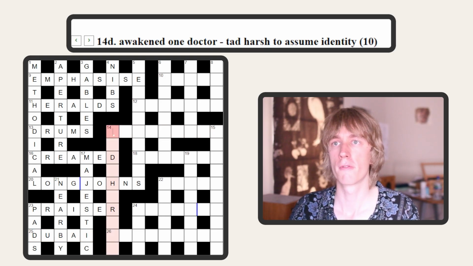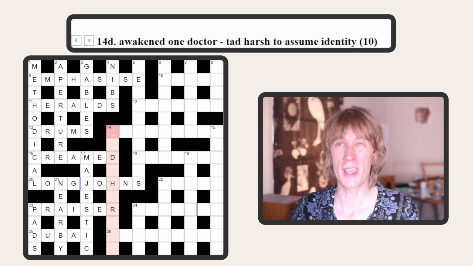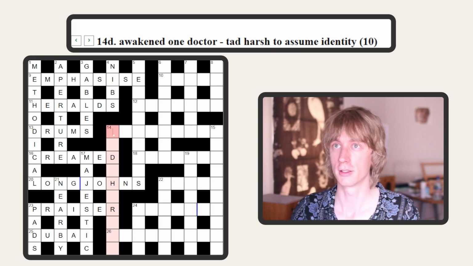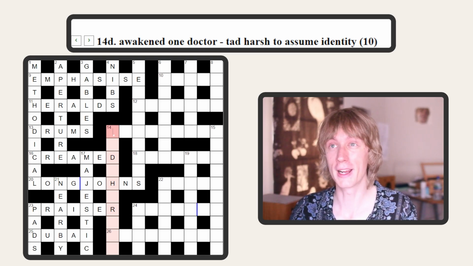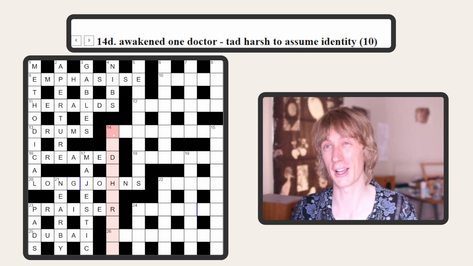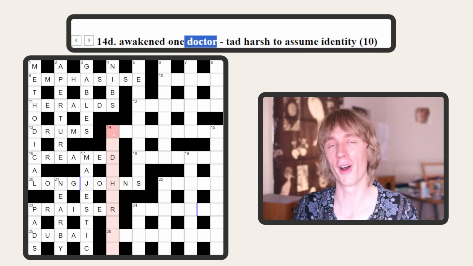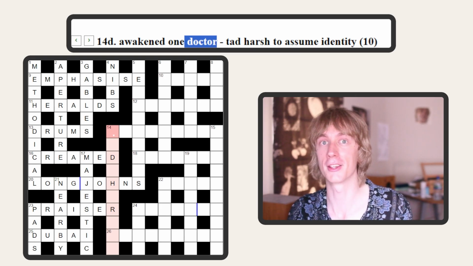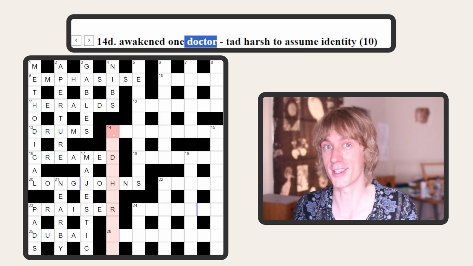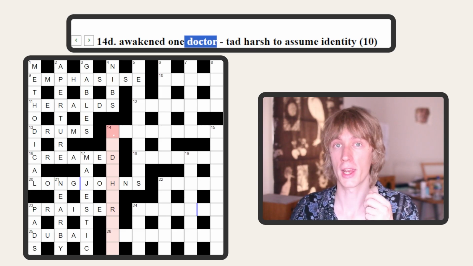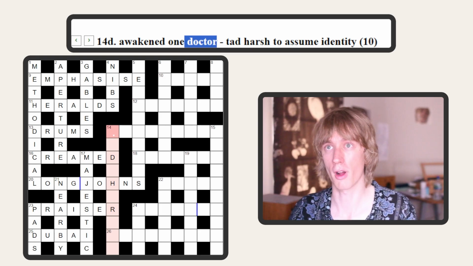All right, 14 down then. Awakened one doctor, tad harsh to assume identity. Okay, now, this is a really tough clue, but I can see two kind of indicator words that gives us some clue as to what's going on. The first thing is doctor. Now, this is a really nice word for kind of tricking you in the surface of the clue. But if you doctor something, not a person, but an action, you change it, right? You edit a document, you doctor a document. So doctor is an anagram indicator telling us to anagram some chain either to the left or the right of it.